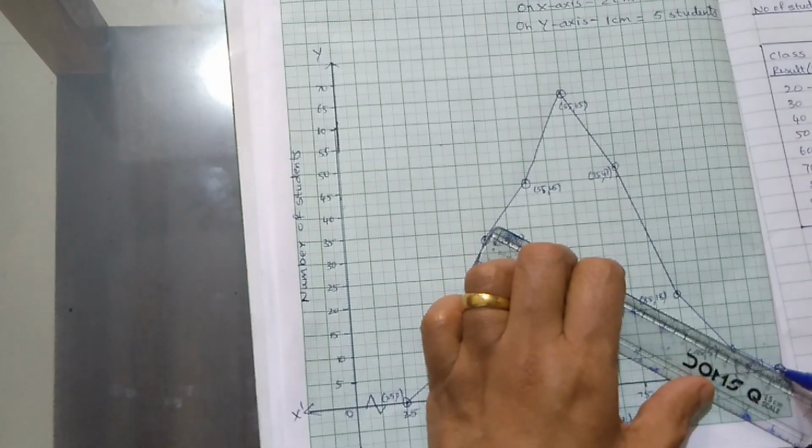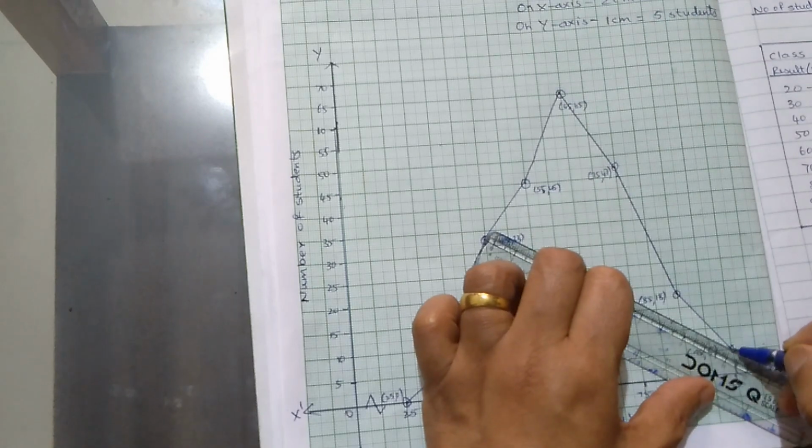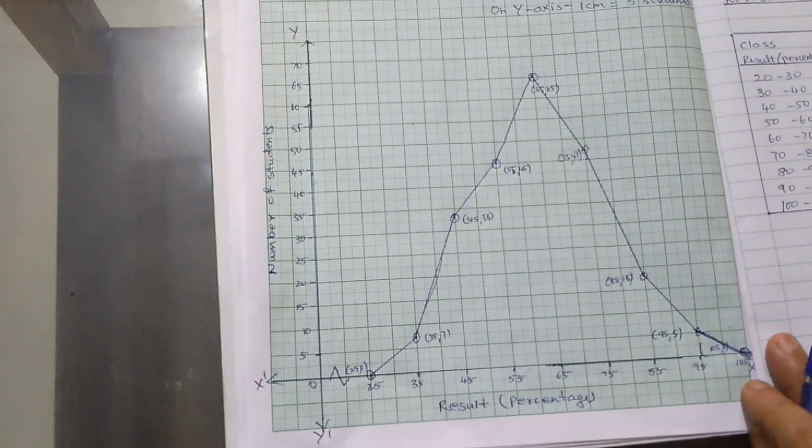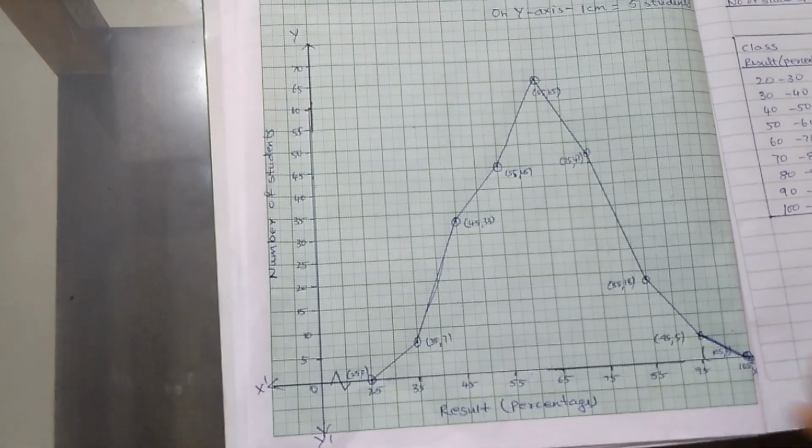So this little slight mistake I have made over here. So this is your frequency polygon of sum number 3.